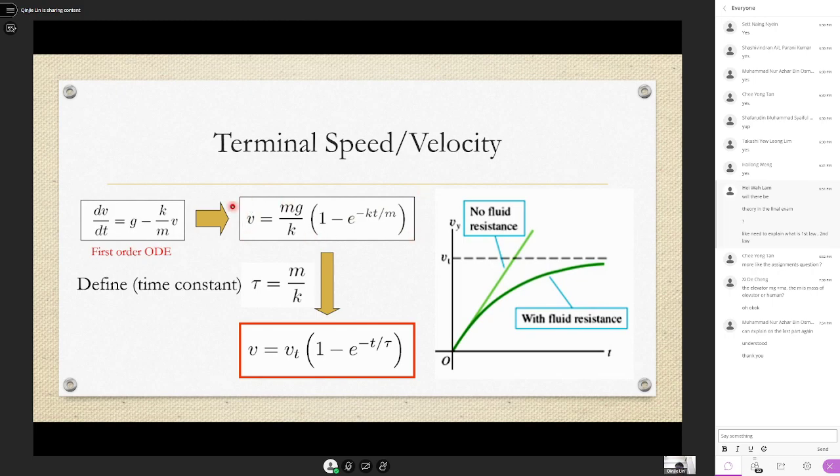If you plot this out on a graph, it will look like this. The dark green line is with fluid resistance, because there is this component, e to the power of something. So you can see with fluid resistance, if you drop something, it will approach this terminal velocity and cannot exceed it, because there is a resistive force that is increasing, trying to slow it down. As compared to no fluid resistance, remember last week, when we dropped things, it would accelerate for as long as possible. That's when there's no fluid resistance.